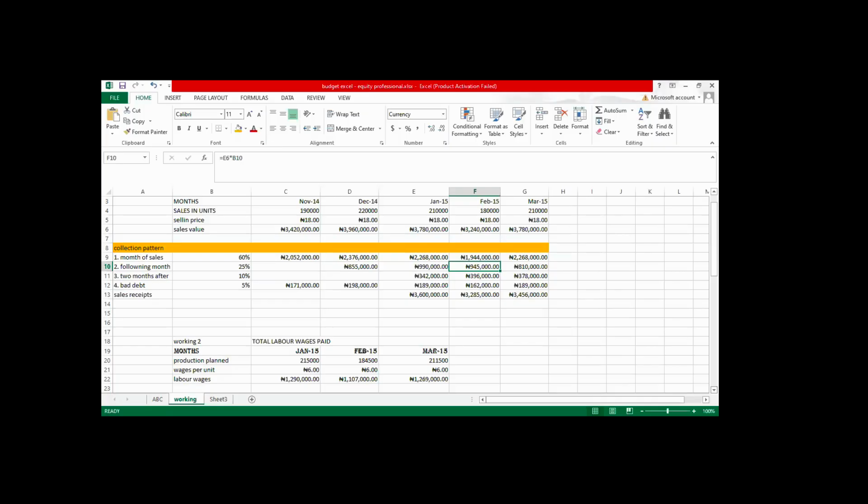Then 2 months later, you are going to get 10% of January sales. 378,000. That will take you to March. 2 months after January, that will take us to March. You are done with your collection. These are collections.